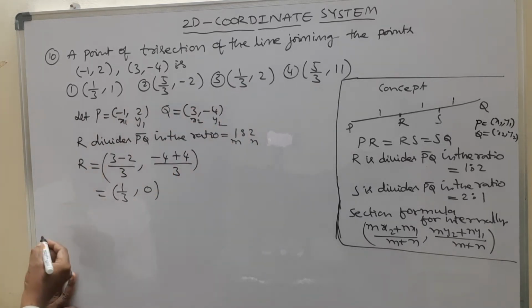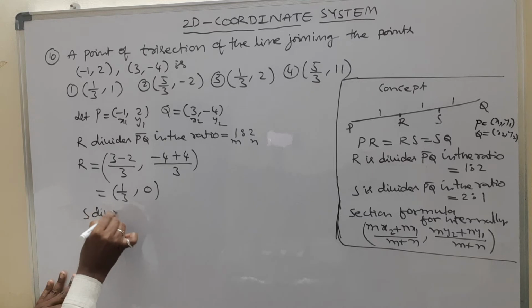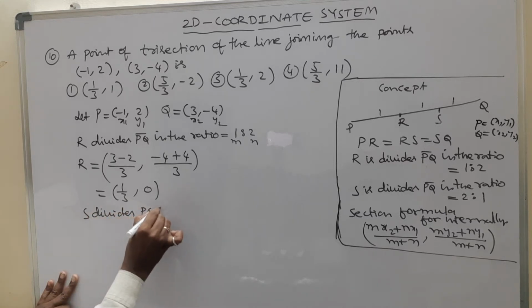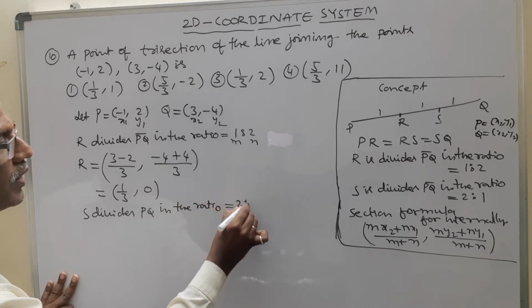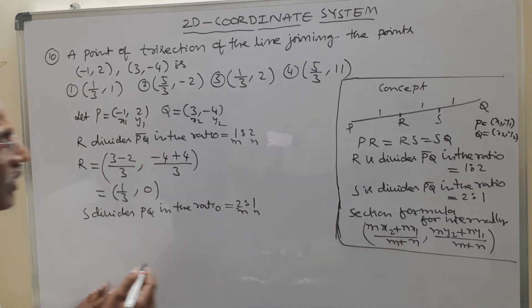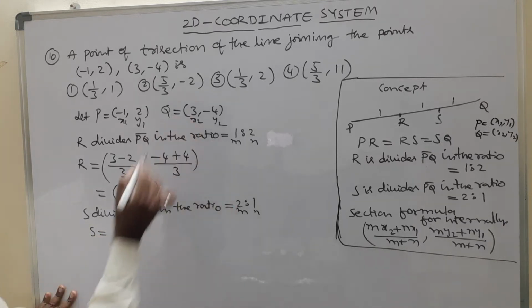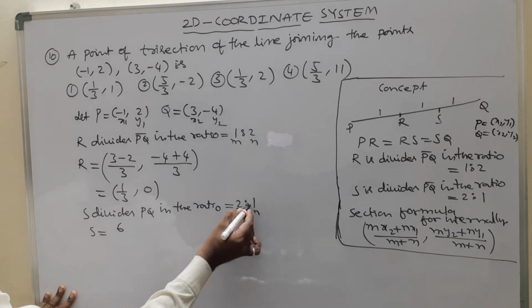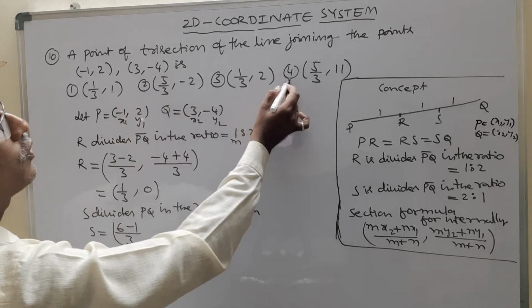Next, to find the second point of trisection, S divides PQ in the ratio 2:1. Here we apply the formula with 2:1. This is m, this is n. The formula is the same. S equals mx2, 2 into 3, 6; nx1, 1 into -1, by m plus n, 2 plus 1, 3. 6 minus 1 is 5 by 3. 5 by 3 appears in the second option and the fourth option.